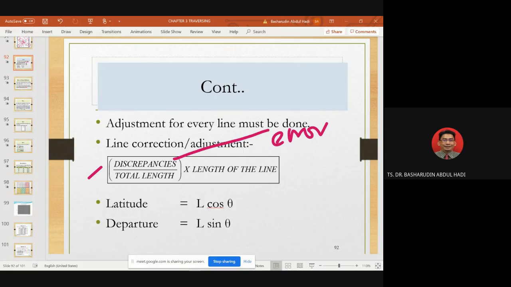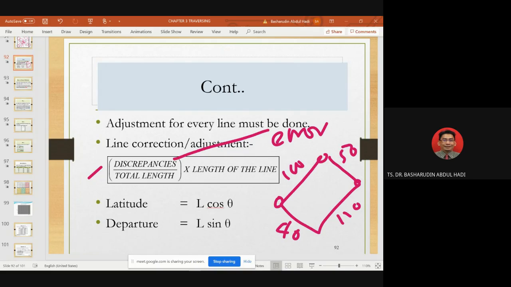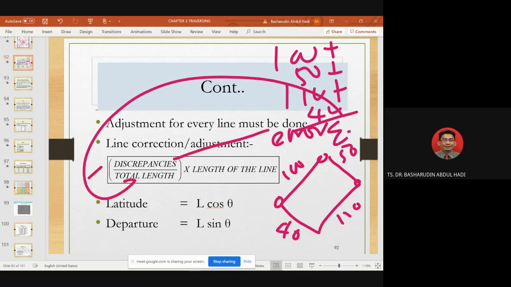For example, for the total length, you have station A to station B, B to C, C to D. For example, this length is 100 meters, this length is 50 meters, this length is 110 meters, and this one is 40 meters. So you plus 100, plus 50, plus 110, plus this 40. So you get the total. This total is the total length of the traversing, times the length of the line.